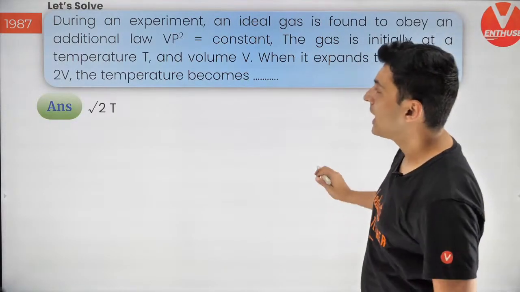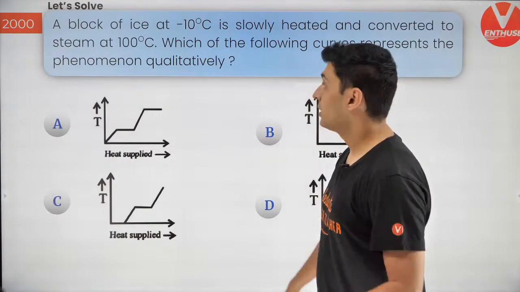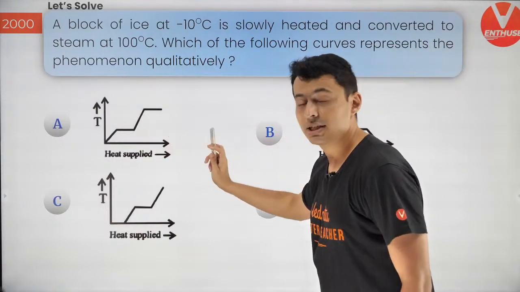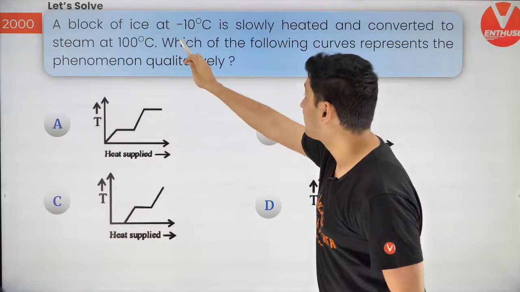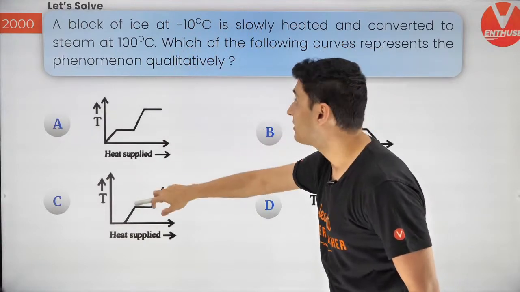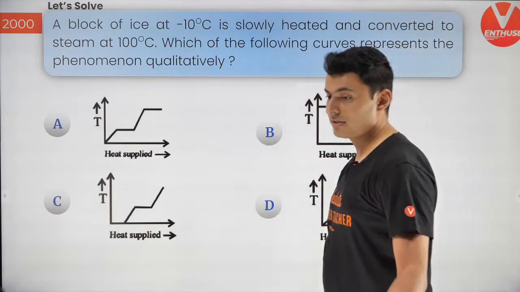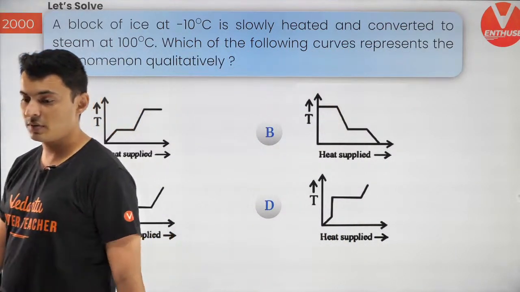Coming up. Yeah, there we go. 2000 question. Which of the following graphs represent the temperature variation with heat supplied for an ice of minus 10 degrees Celsius when it is converted to steam at 100 degrees Celsius? Come on, let's see how to do this.